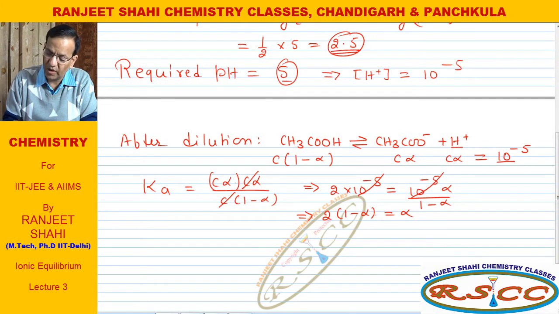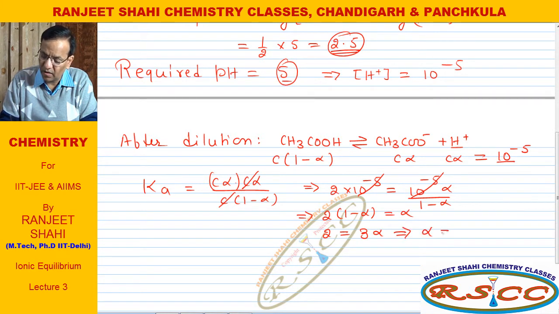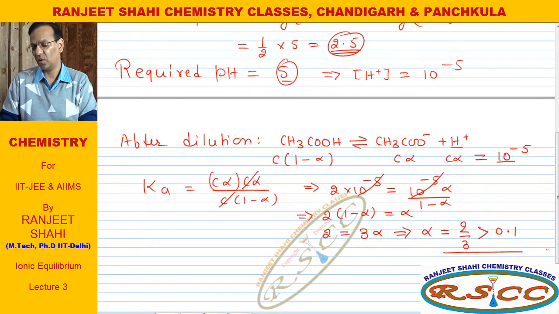So 2 minus 2 alpha is equal to alpha. So 2 is equal to, minus 2 alpha will become plus 2 alpha on the other side. So total will be 3 alpha. So alpha is now 2 by 3, which is much greater than 0.1. So this alpha is not negligible.